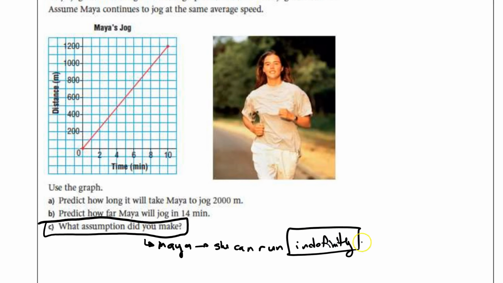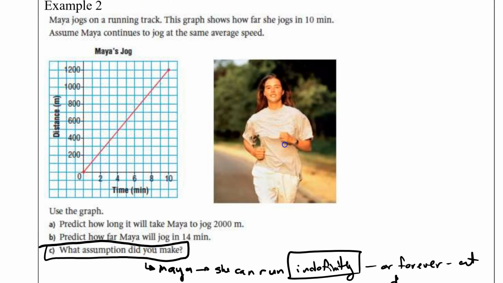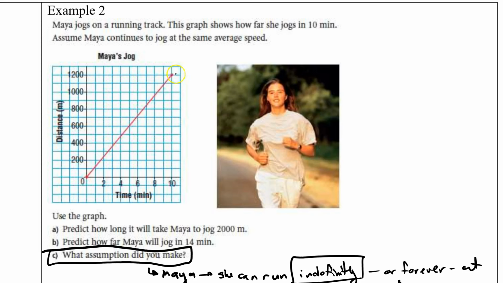Okay, so indefinitely means forever, or forever at the same speed. We assume that she can run for 20 minutes. This graph only says that she can run up to 10 because that's all the data that's been collected. So predict how long it will take Maya to jog 2,000 meters. If we're assuming that she continues to jog at the same speed, I'm going to see how long it takes her to jog 1,000 meters and then multiply it by 2.